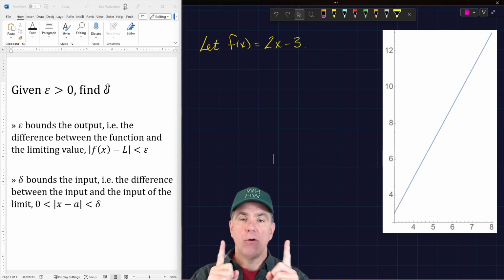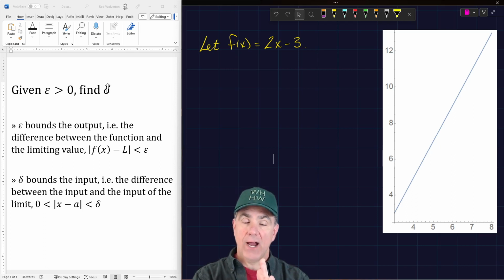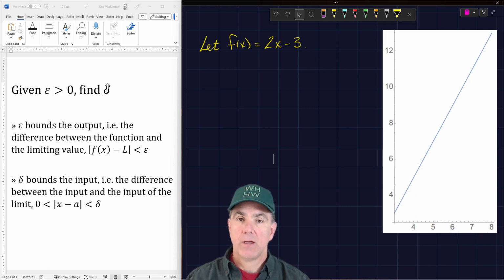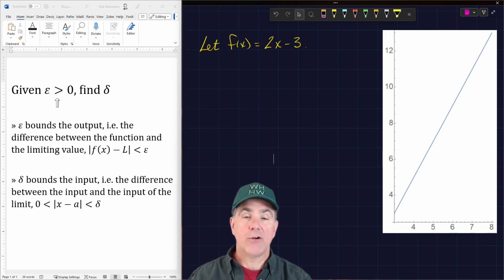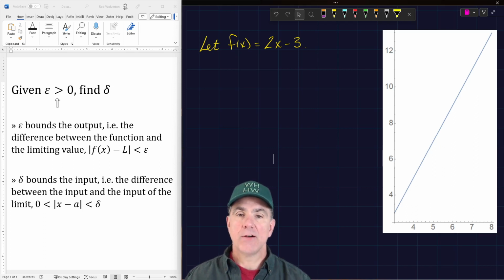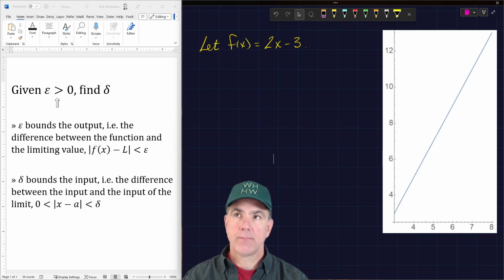The delta is a bound on the input. It's the difference between the input value and the value that we are centered around that is linked up with the limit that we're looking at. So this is the structure that we always use for this type of analysis. We aren't going to do anything in general in this course. Generalizations of this concept are either advanced calculus courses or real analysis courses. What we're doing here is specific examples where we're given values of epsilon.